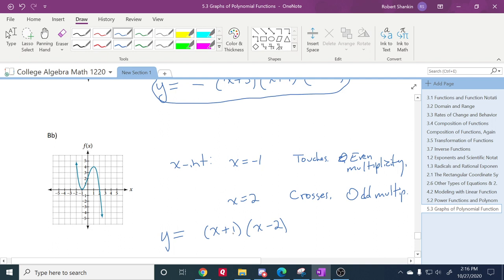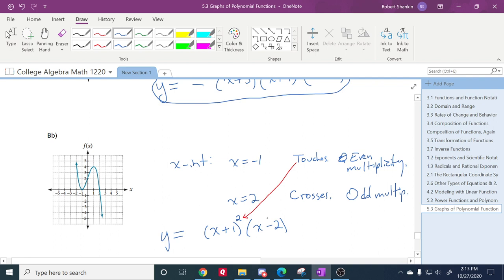This is only if we stopped here. This would be a parabola, both up or both down. Also, it would cross on both, because these both have odd multiplicity. This one, at negative 1, it touches, so because it touches, we need this even exponent. When it crosses, odd exponent will be doing just fine. Now we have a third degree polynomial, so that's great, because this is third degree, not a parabola.